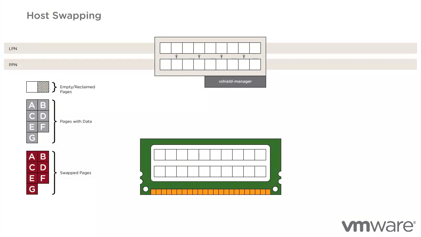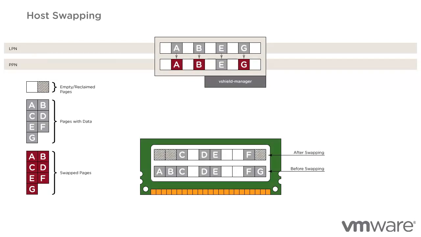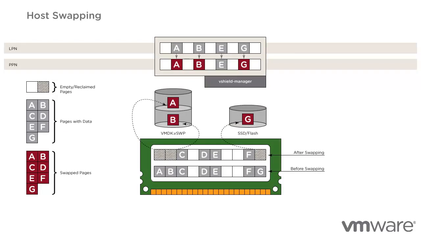Host swapping can have a heavy performance impact and is used as a last resort for reclaiming pages. The host driver swaps lower priority pages onto the physical disk where it can still be accessed. However, memory backed by a physical disk has significantly higher latency than physical memory.